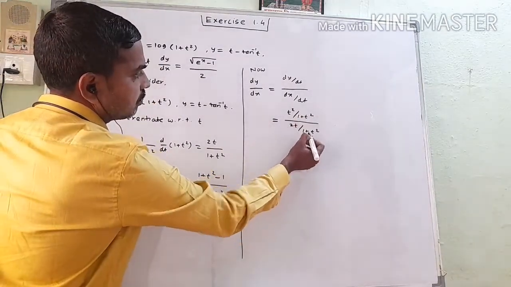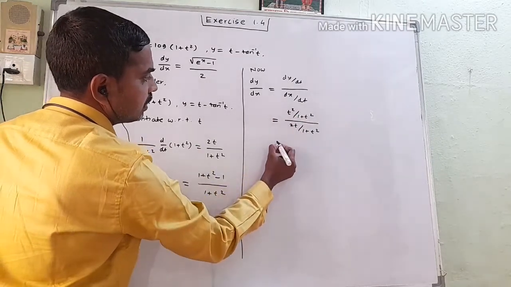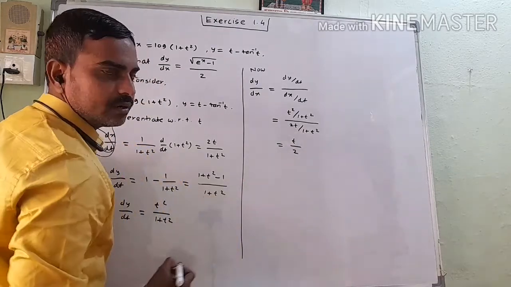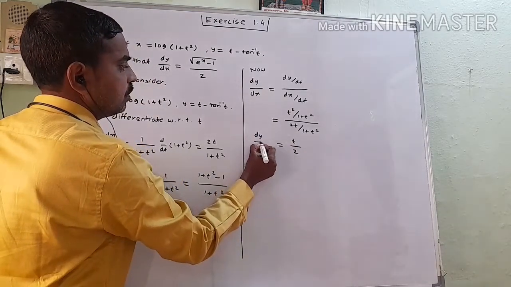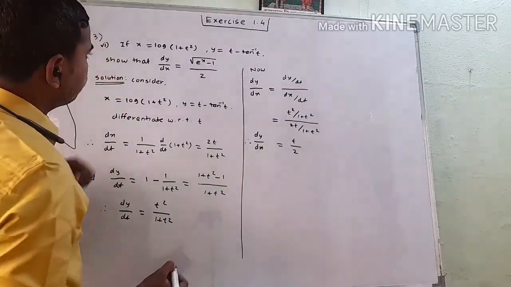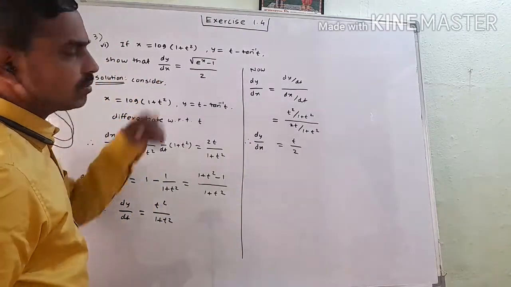1 plus t square will get cancelled, and t will get cancelled, which means here the numerator t remains and the denominator 2 remains. This is the value of the derivative of y with respect to x in terms of t, but we want this value in terms of exponential form.